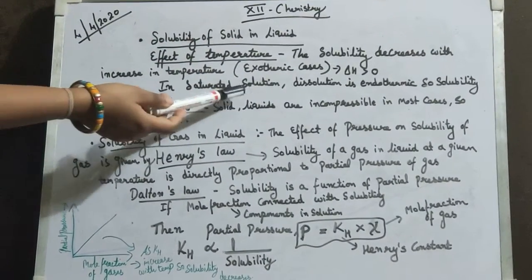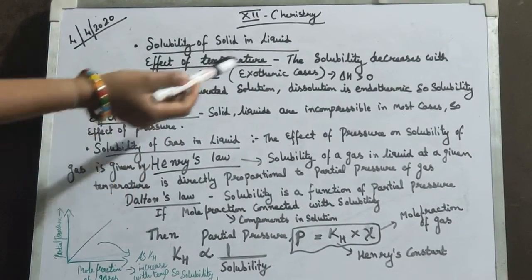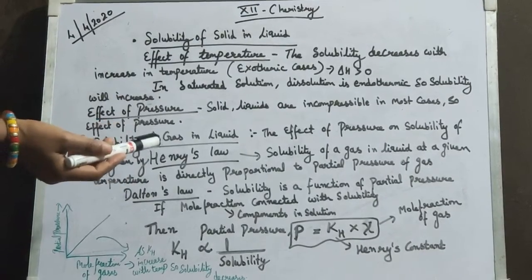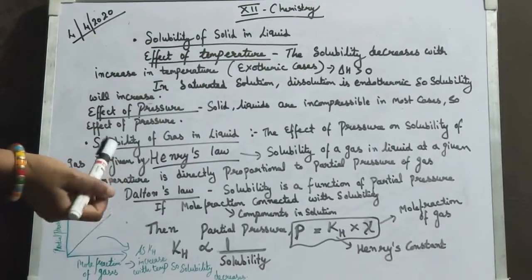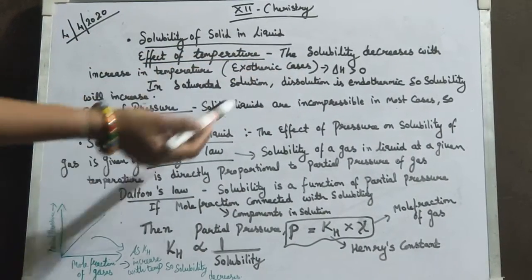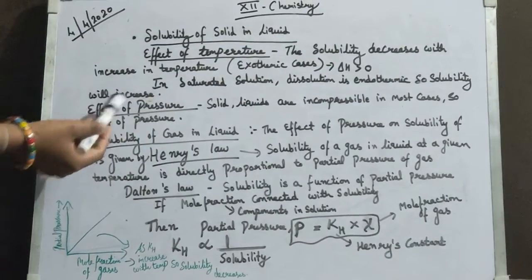But when you go to the saturated solution, there the dissolution process is happening, where dissolution means some amount of the solute is getting dissolved in the solvent. Thus that process will always be endothermic. Endothermic means in most of the dissolution cases you won't be having any heat liberation. That's why solubility will increase.